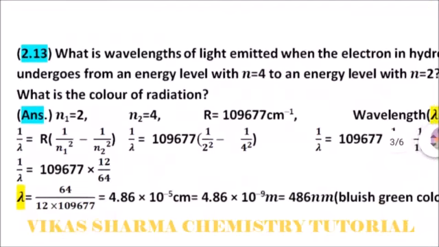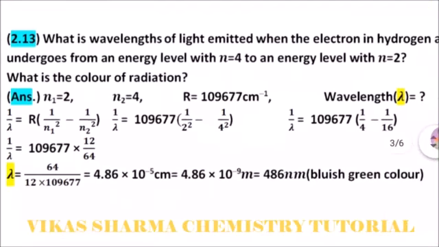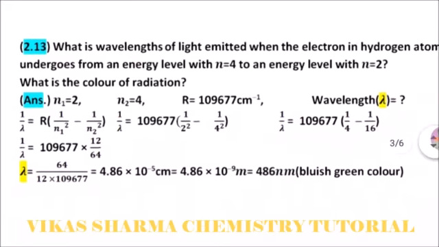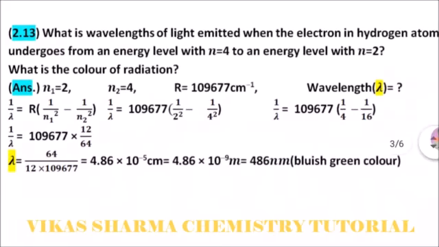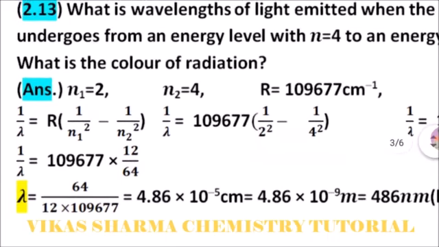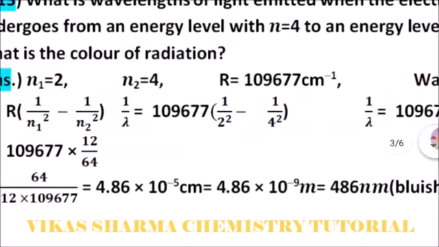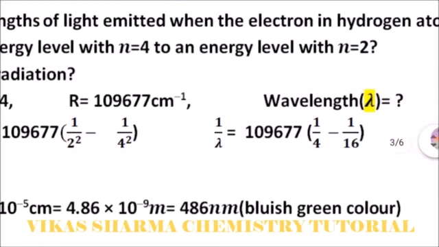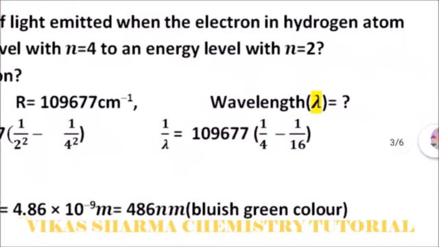The first numerical is from the NCERT book, question 2.13. What is the wavelength of light emitted when the electron in a hydrogen atom undergoes a transition from an energy level with n equal to 4 to an energy level with n equal to 2? What is the color of the radiation? In this question the values are given. The first state is n1 equal to 2, the second is n2 equal to 4. The Rydberg constant, you know the value, is 109677 per centimeter.